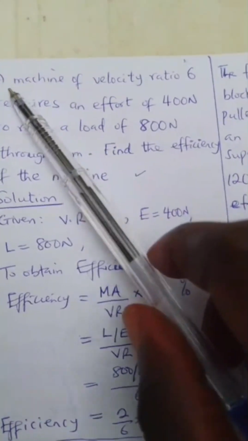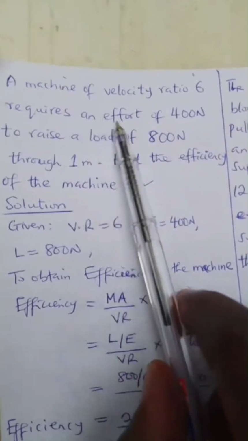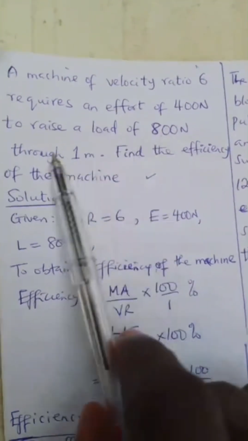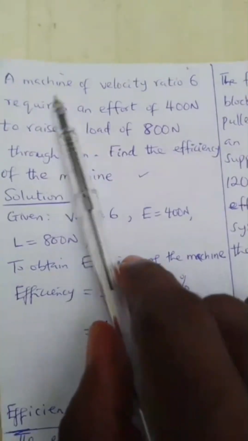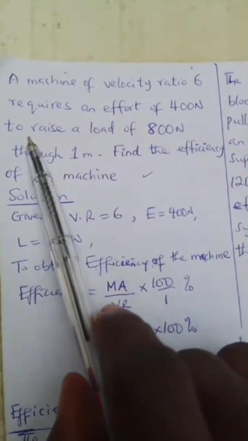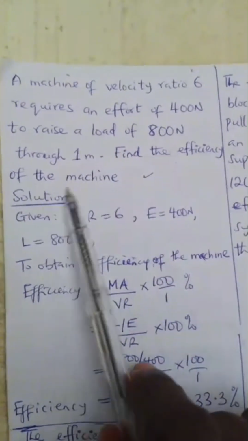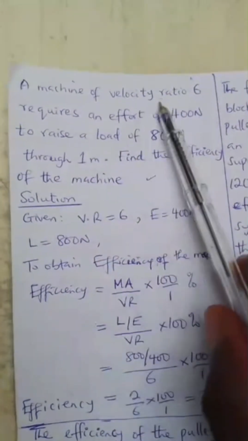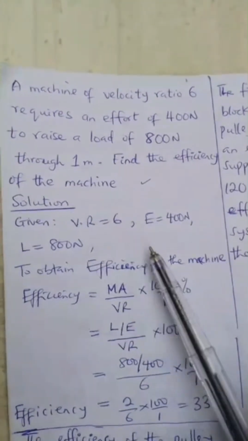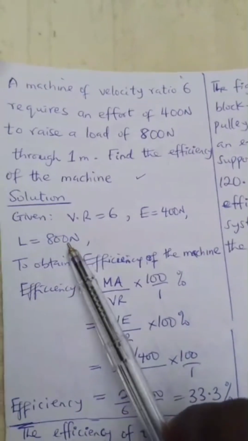This is another one. A machine of velocity ratio 6 requires an effort of 400 newtons to raise a load of 800 newtons through 1 meter. Find the efficiency of the machine. So let's state what we're given. We're given the velocity ratio as 6, the effort as 400 newtons, and the load overcome as 800 newtons.